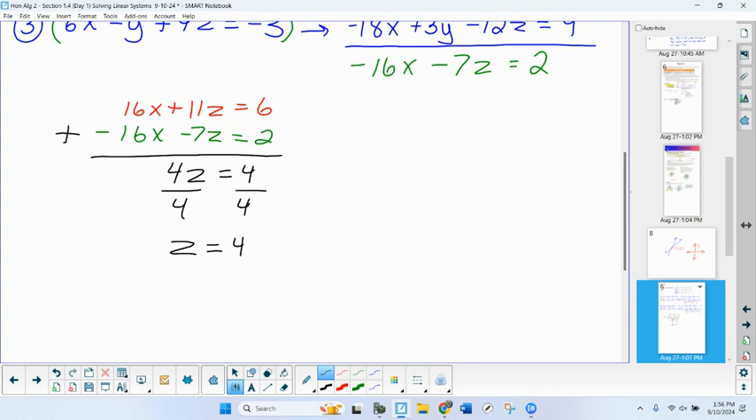Now, Grady, we've got to find x. So which of these do you want to plug it into? The red one or the green one? It does not matter. Z equals 1, right? Yes, z equals 1. You can't plug it back up there because you don't have x and y yet. We're going to plug it back into one of these.